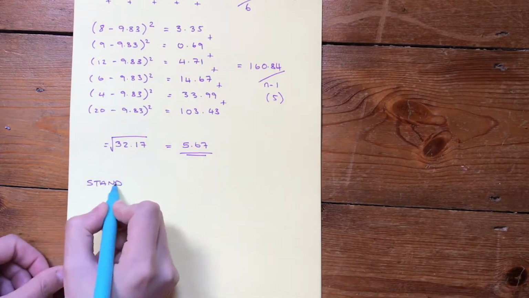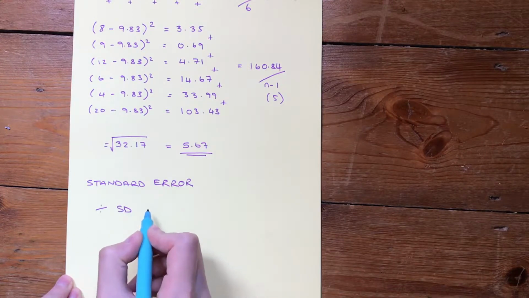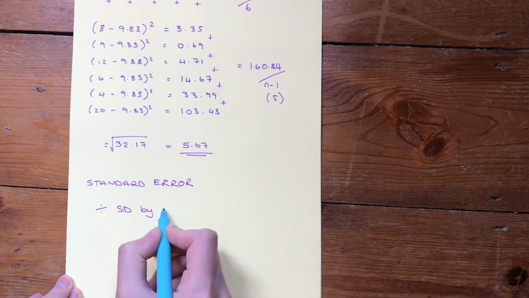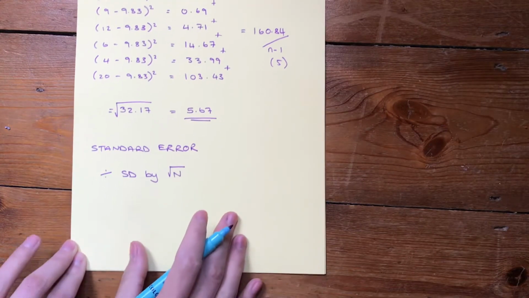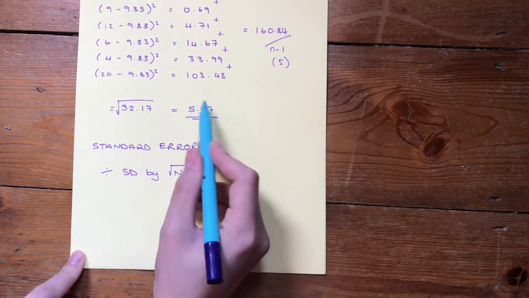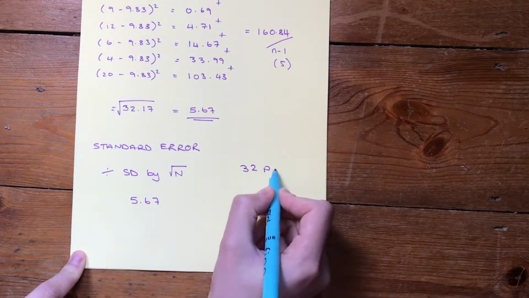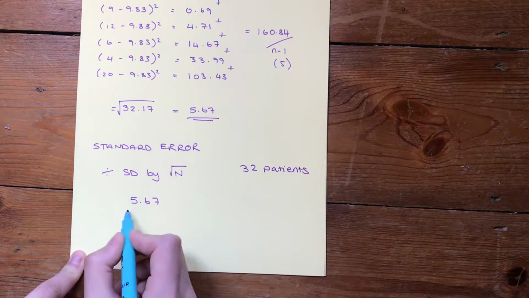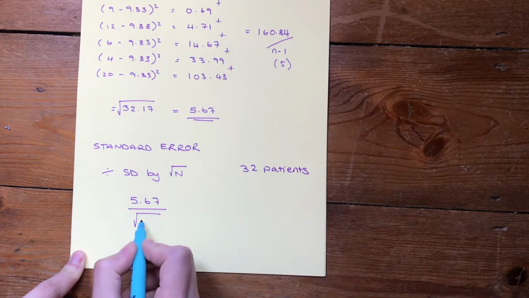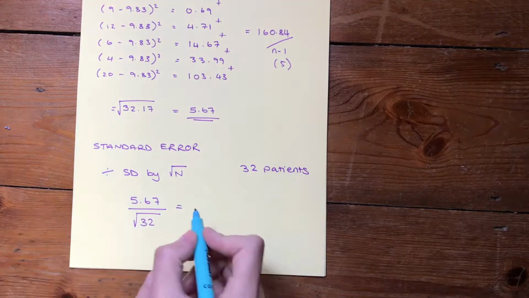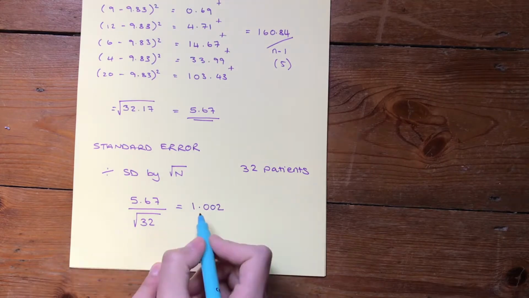So next we're going to work out the standard error. To work out the standard error, you need to divide the standard deviation by the square root of the number of patients or the number of points. For this example, we use the standard deviation from above, which is 5.67. I'm going to say we had 32 patients in this trial. So the calculation would be 5.67 divided by the square root of 32. This gives you the answer of 1.002, which is our standard error.